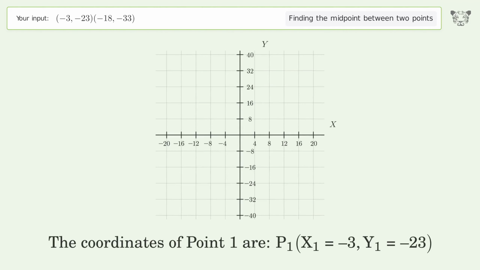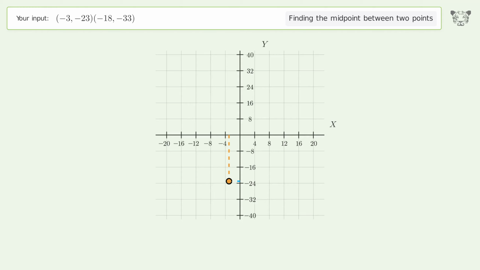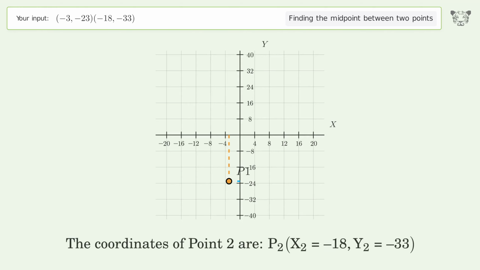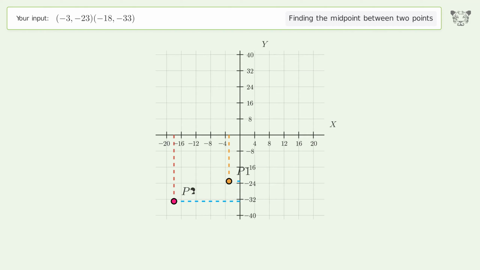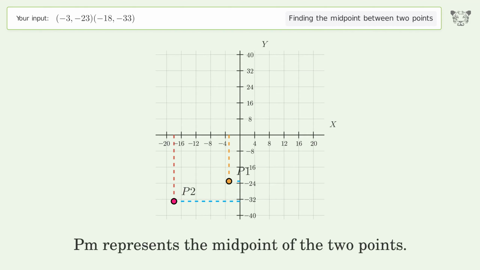The coordinates of point 1 are, x1 equals -3, y1 equals -23. The coordinates of point 2 are, x2 equals -18, y2 equals -33. PM represents the midpoint of the 2 points.